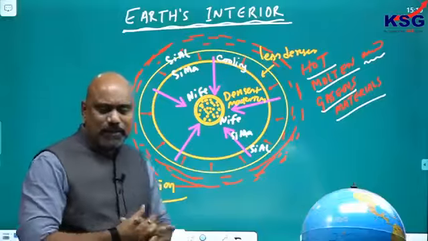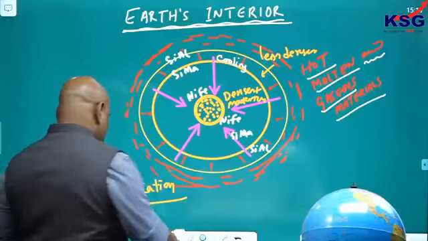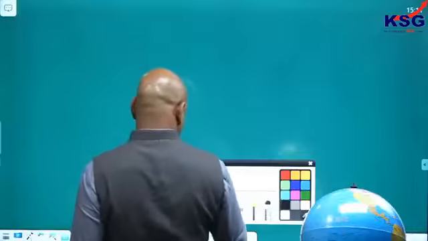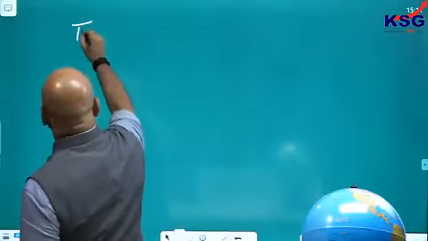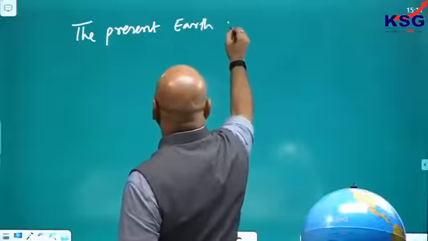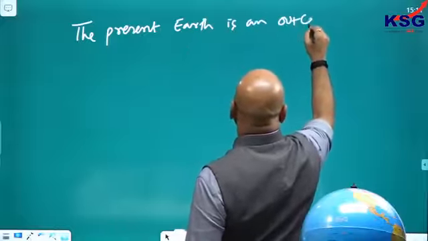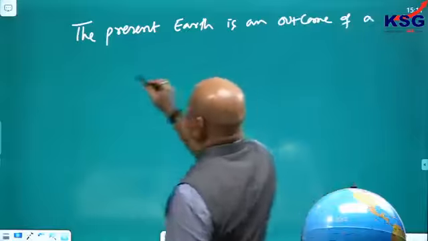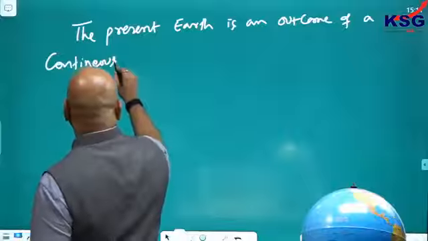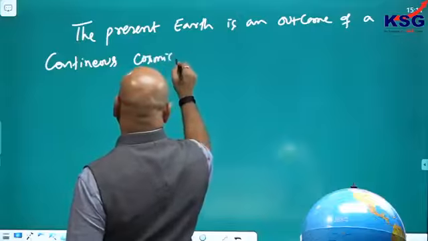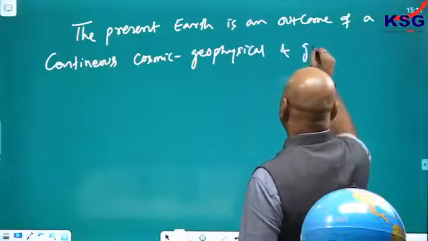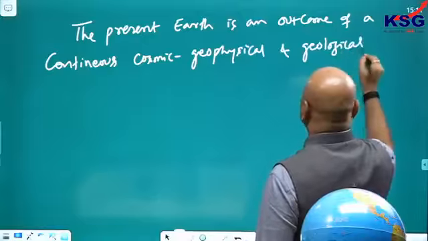I said simply, or you want to note down? Note down. You can note down this. The present Earth is an outcome of a continuous cosmic, geophysical and geological phenomena.